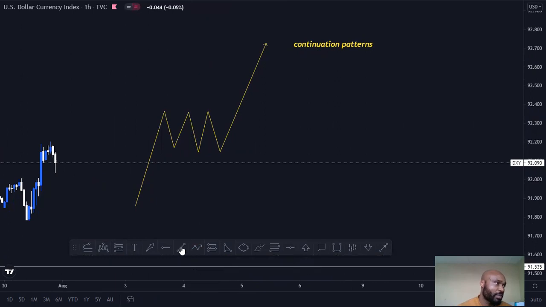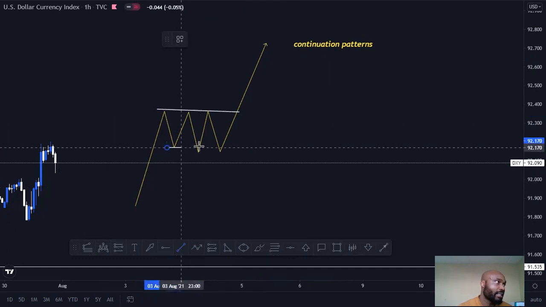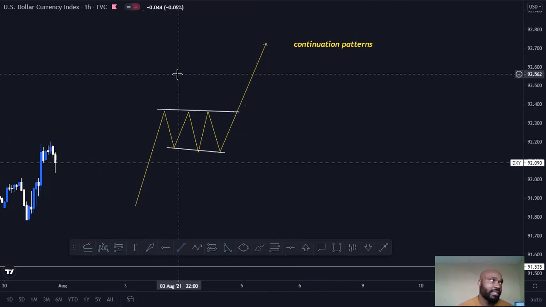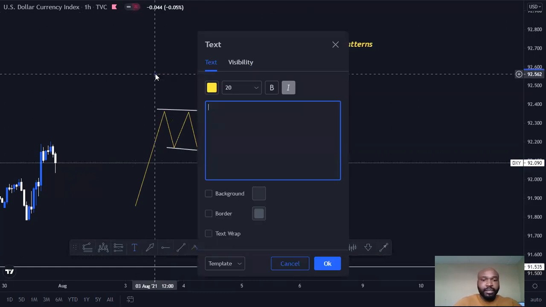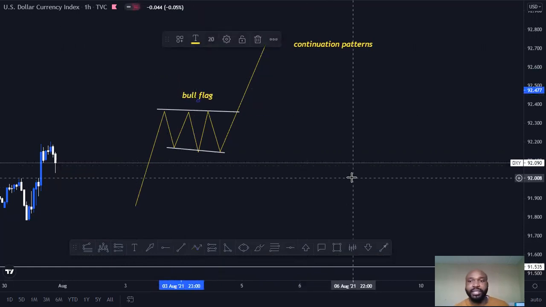So what pattern am I looking for right here? If I had an impulse to the upside, and then I had a correction, what I'm actually looking at here is a bull flag. This is called a bull flag. That's a bull flag. So what is a bull flag? What does a bull flag do? How is a bull flag formed? And what do we expect when we see a bull flag?